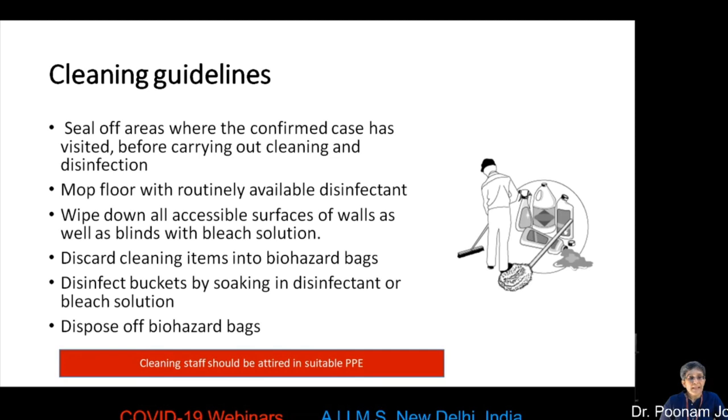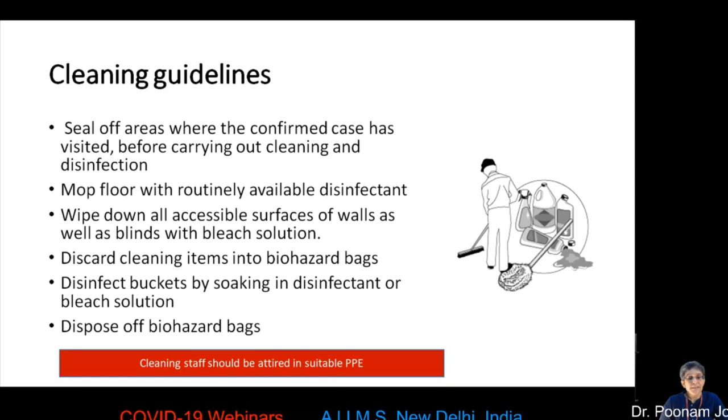There are some cleaning guidelines. First of all, we have to ensure that the area where the cleaning is going to take place is sealed off. So seal off the areas where the confirmed case has visited before carrying out cleaning and disinfection. Mopping the floor with routinely available deodorizing agents like phenyl or 1% hypochlorite disinfectant solution can be used. Wipe down all accessible surfaces of wall as well as the blinds with bleach solution.